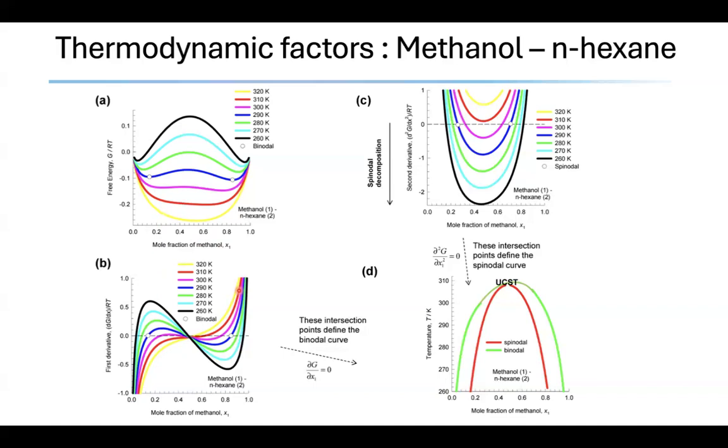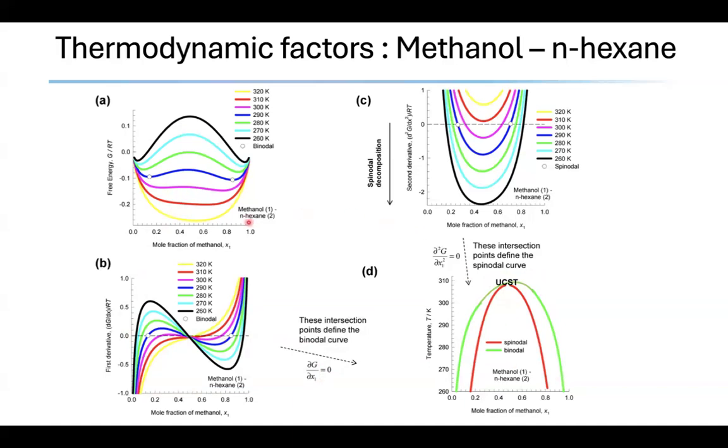Now you can repeat this exercise for many different temperatures. Drawing a horizontal line at y-axis equal to 0 will give you a locus of points which tell you the compositions where the first derivative of the Gibbs free energy equals 0. And this particular curve is then called the binodal curve, the green color curve that you see here.